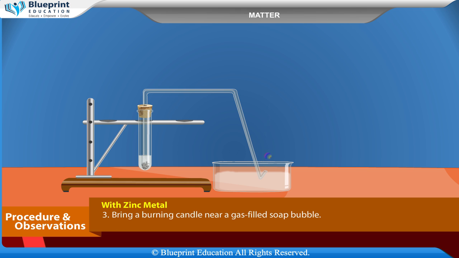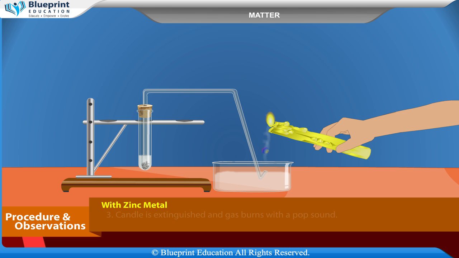Bring a burning candle near a gas-filled soap bubble. Candle is extinguished and gas burns with a pop sound. Inference: the gas produced is hydrogen.